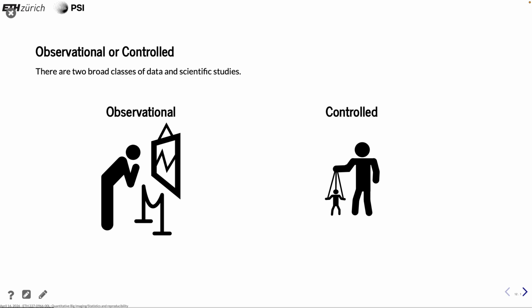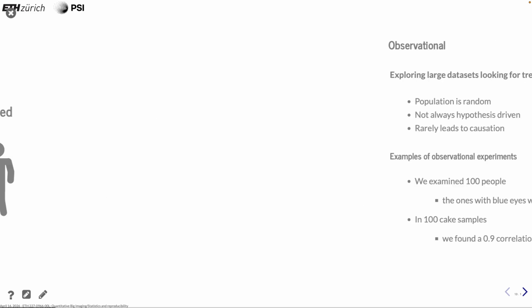So this comes to different experiments. We have observational experiments where we just observe. That would be the one where we mostly do the correlation. And then we have the controlled ones where we actually set the scenery and change one variable after the other and check what happens.